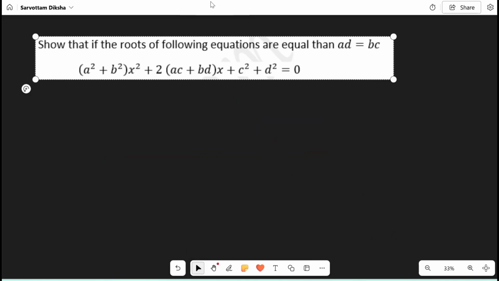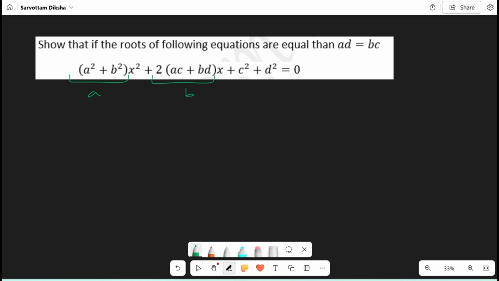Let's see the equations based on this concept. Here I know that this is my A, this is B, and this is C. Simply I will substitute the values in my B square minus 4AC. Since my roots are equal, I will put it equal to 0 and solve it. Eventually I will get AD equal to BC only.